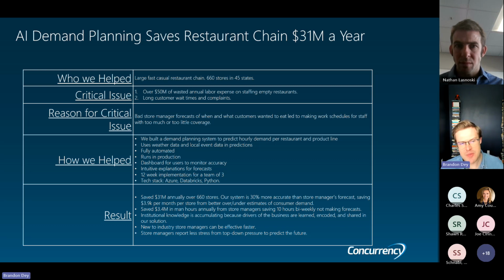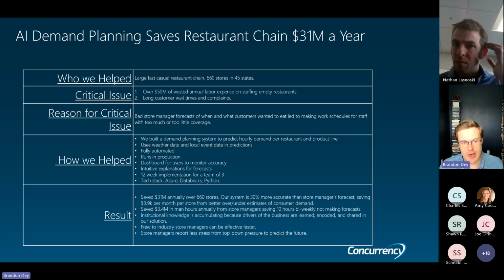And on the flip side of that, they had long customer wait times and complaints because they didn't have enough people on staff. And so the reason for both of those problems is the forecasts that were coming from restaurant managers of sort of when and how many customers were going to show up to eat that day, they weren't very good. And so now you've got labor schedules that are suboptimal.